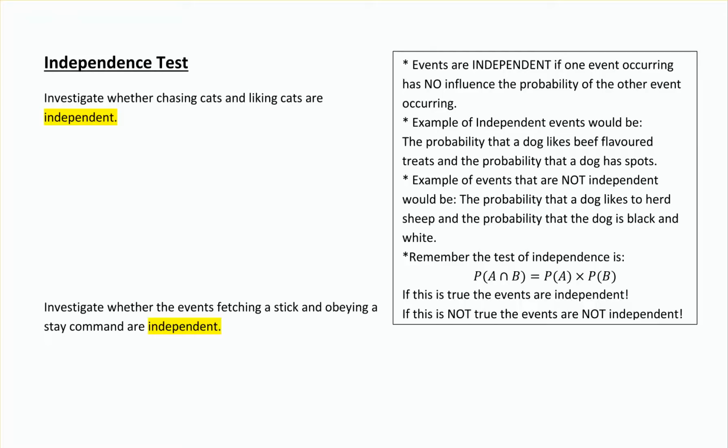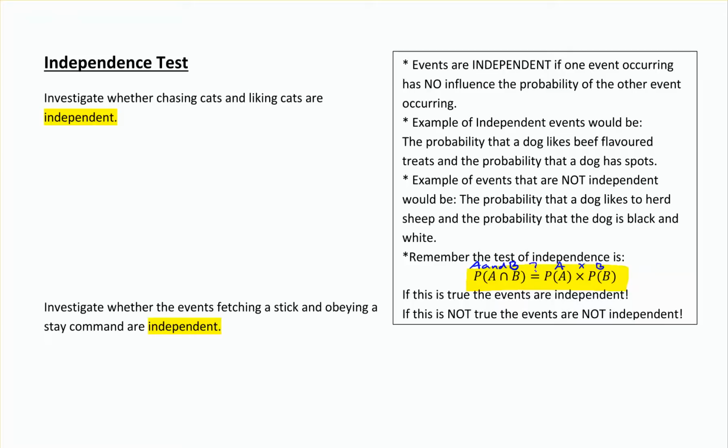So there's a test that we have to use for independence, and you have to memorize this because it will not be given to you in the exam. That's how it's written out as a formula, but what this means is: the probability of A and B happening is equal to the probability of A times the probability of B. So that first part, P(A ∩ B), is just saying what's the probability of A and B happening together, and then we check to see if it's the same as the probability of A happening times the probability of B happening. So we have to test this formula.